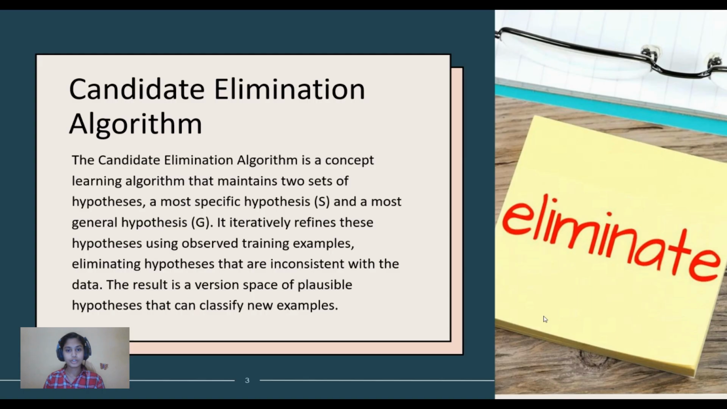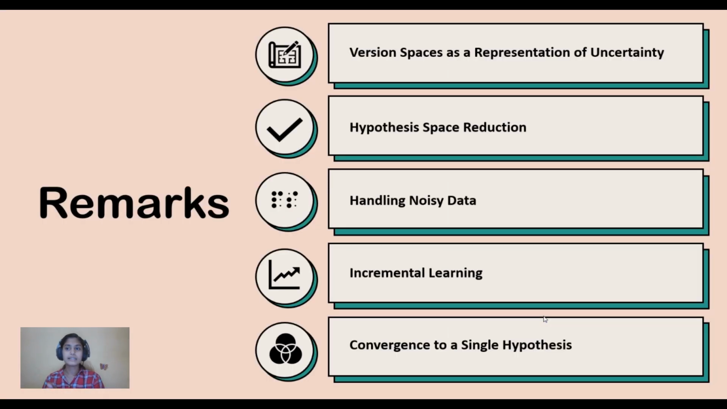And if you want to revise it once, let's see. First, we have version space as a representation of uncertainty. Then we want to reduce the hypothesis space. Then it is useful in handling noisy data also. And the version space gets updated as it sees a new example. The next is we want to converge both hypotheses, the specific and general hypothesis, to become one hypothesis only, because we don't want too many hypotheses to consider, right?